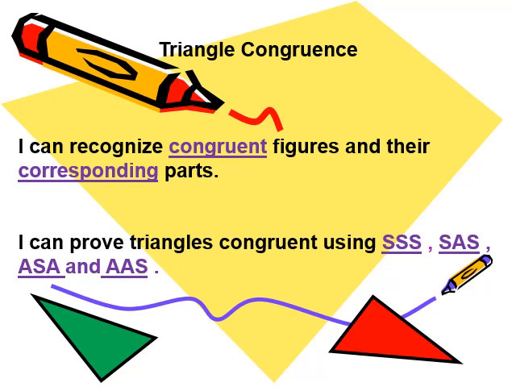SSS, side, side, side; or SAS, side, angle, side, the angle between the two sides; or ASA, angle, side, angle, the side between the two angles; and AAS, angle, angle, side, two angles and the side opposite to an angle and corresponding to another triangle.